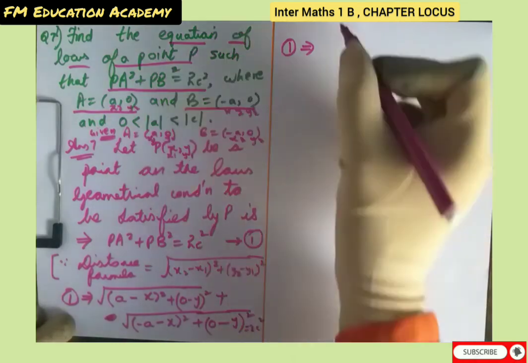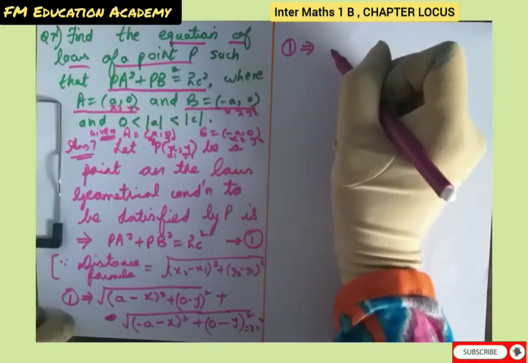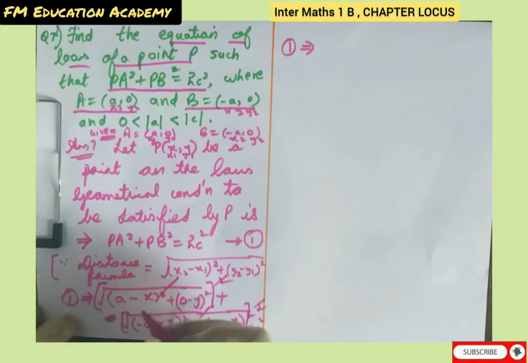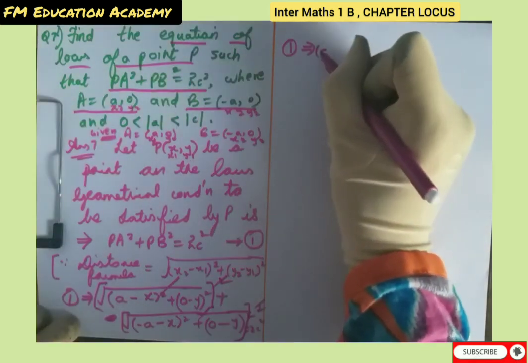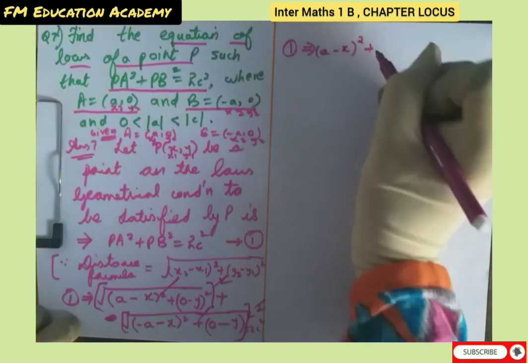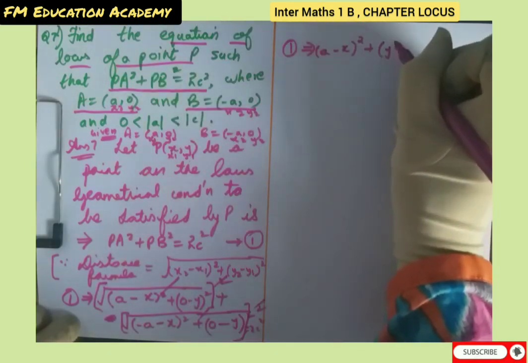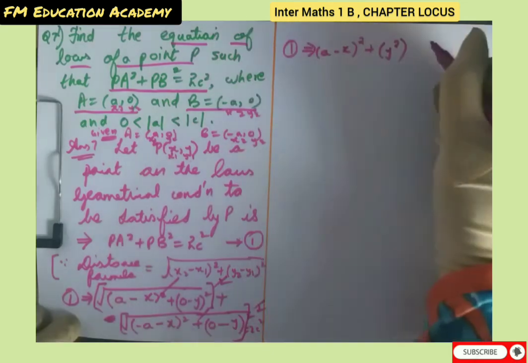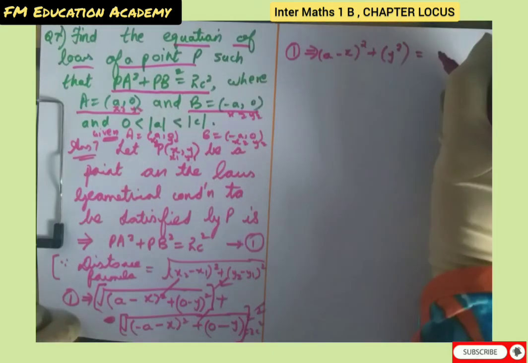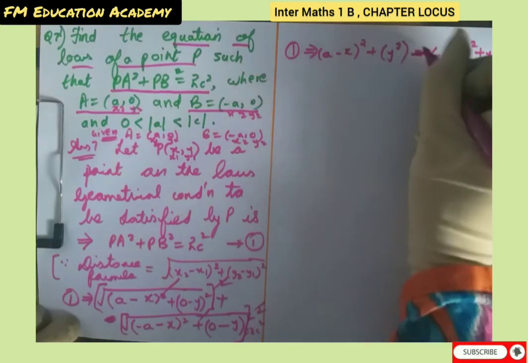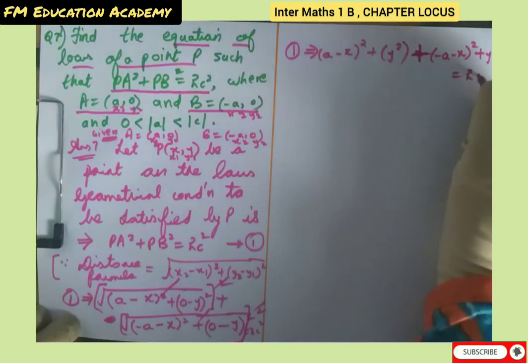2c square is given. So here what we will do is PA whole square means this will be root of whole square and this will also be whole square. So root and square will get cancelled. Root and square will get cancelled. So here we are left with a minus x whole square plus 0 minus y is minus y. Minus y whole square is plus y square is equals to, we are left with minus a minus x whole square plus y square, this is plus, equal to 2c square.